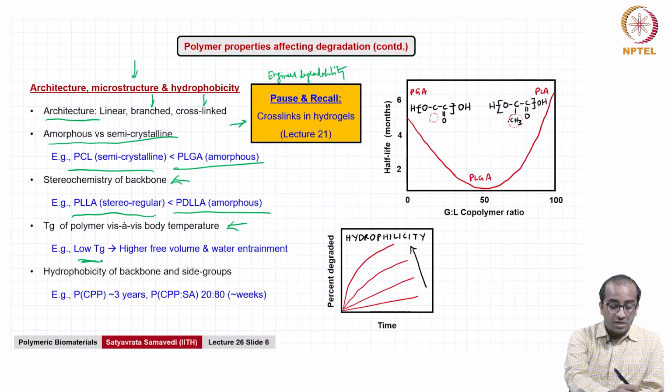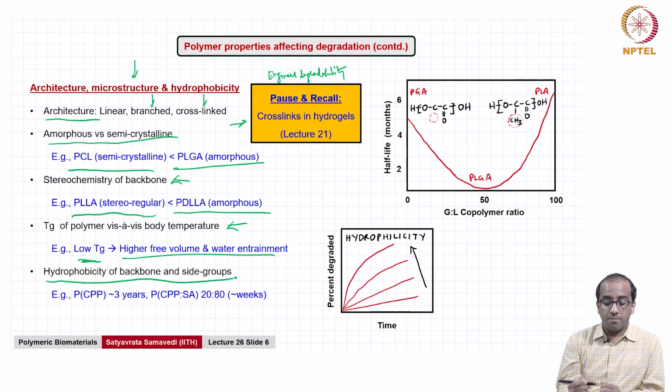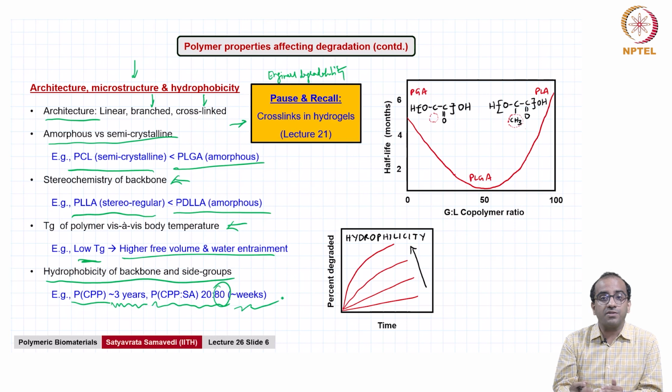So, if you have a lower Tg compared to, say, 37, then at 37 you have higher free volume, leading to faster and higher water entrainment, right? You can also have hydrophobicity of the backbone and side groups playing a very important role, just as we have seen, right? Poly-CPP, this is a polyanhydride, takes about 3 years to degrade. Simply by the introduction of the sebacic acid at 20:80, you have brought down the degradation time scale to a few weeks, right? And that can directly be linked to the relative hydrophobicity and hydrophilicity of the CPP and the sebacic acid.